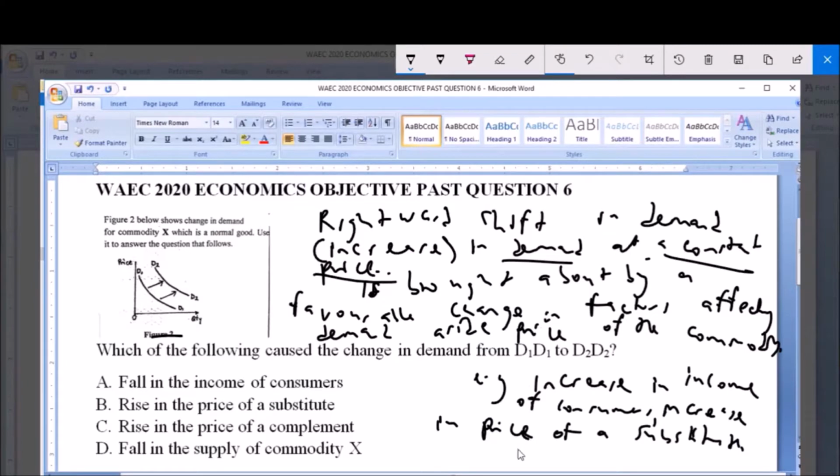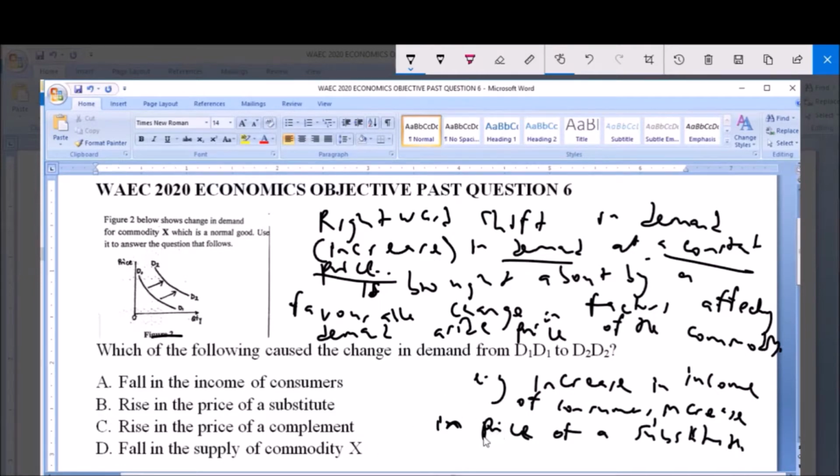And now another favorable factor we saw is the increase in price of a substitute. Now when the price of a substitute commodity increases, the consumers will go for the cheaper product. Okay, they will go for the cheaper product irrespective of the fact that the price of that product hasn't changed. But because the price of the substitute has increased, they will go for a cheaper commodity or a cheaper product that can still perform that same function that they want. So this also causes a rightward shift in the demand.